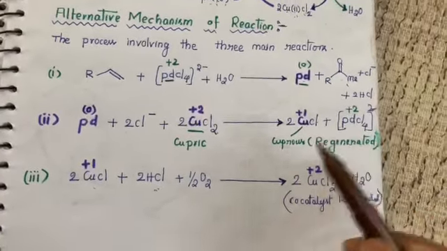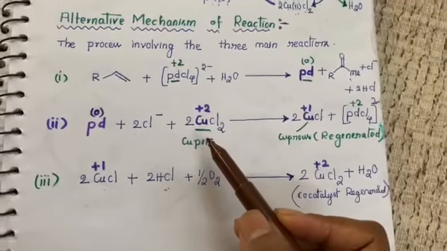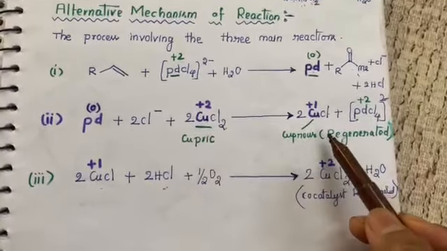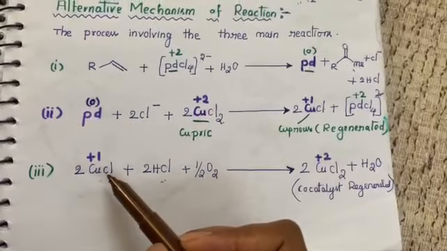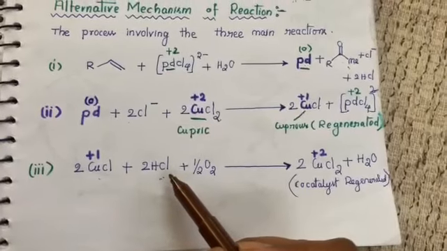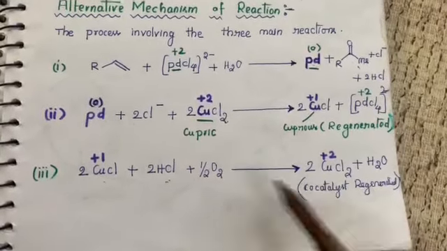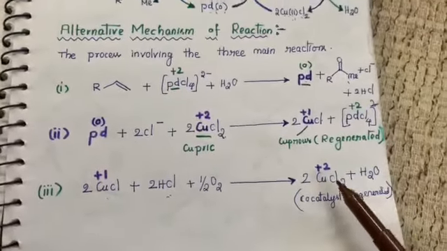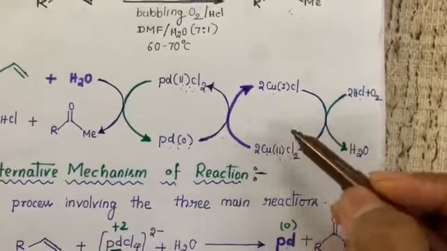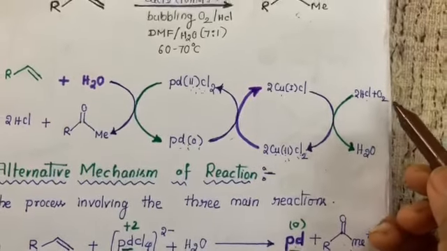And here the regeneration of the catalyst is done by the cupric chloride, which is a co-catalyst and which converts to cuprous chloride. The cuprous chloride also needs to be regenerated, and this regeneration occurs in the presence of an acid solution and aerial oxygen. So the final step is the co-catalyst regeneration process. In this step we can see the co-catalyst also gets regenerated in the presence of acid and oxygen.